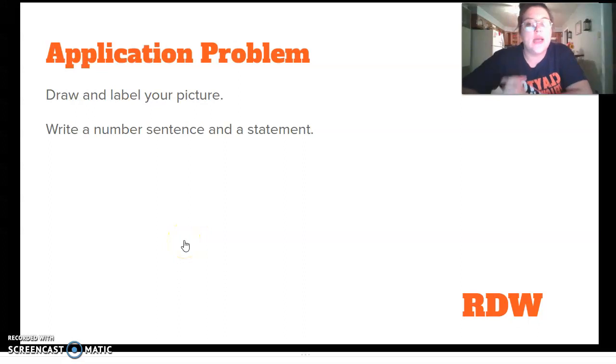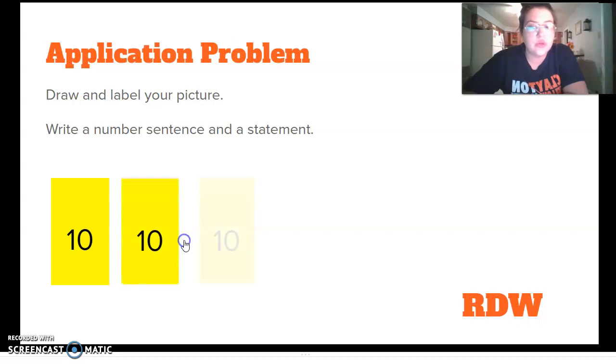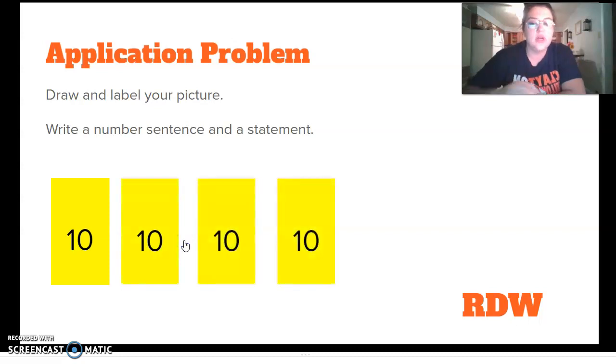So it says, draw and label your picture. Write a number sentence and a statement. So how many boxes of 10 pencils did he have? 4. So 1, 2, 3, 4. So there you could see each box of 10 pencils, and we've labeled them as 10. So we know that each box is worth 10. So there we have drawn and labeled our picture, and now we're going to write a number sentence and a statement.